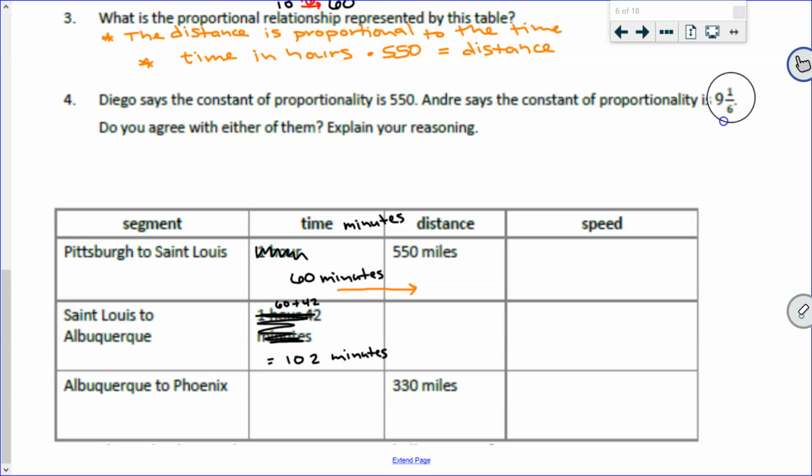If this weren't here for you, you wouldn't know what to multiply by. And since we don't know what to multiply by, we have to go backwards and divide. So let's go backwards. That's going to be 550 divided by 60. And this is how I know you guys didn't actually do the work and you just used the information on the paper. Because when you actually do 550 divided by 60, what do you get?